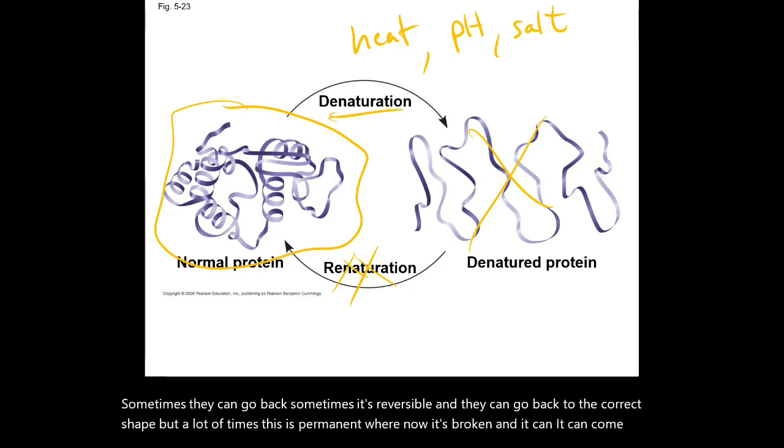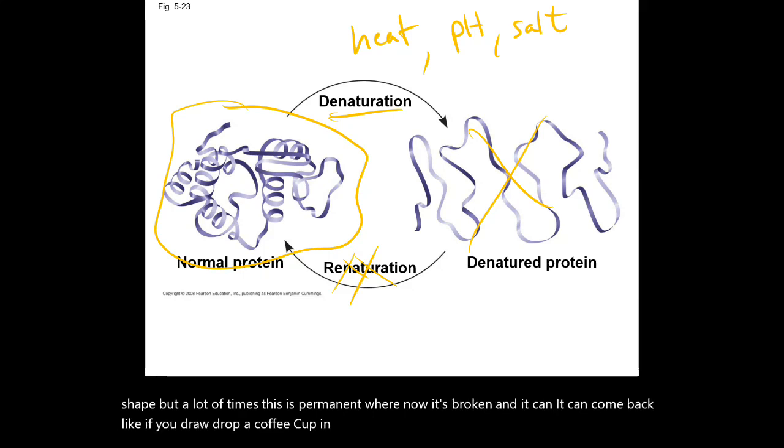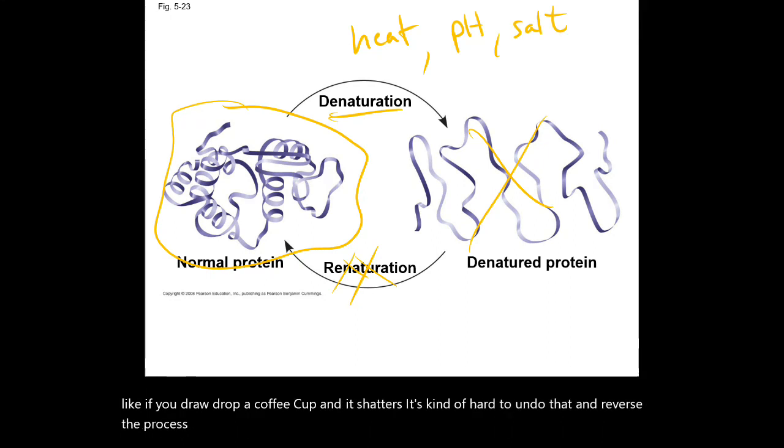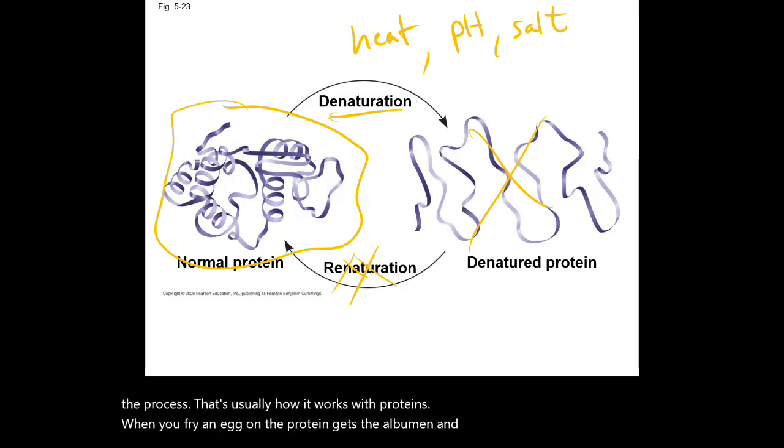Like if you drop a coffee cup and it shatters, it's kind of hard to undo that and reverse the process. That's usually how it works with proteins. Like when you fry an egg, the proteins in the albumin and the yolk get denatured, and just by cooling it doesn't just bring it back.